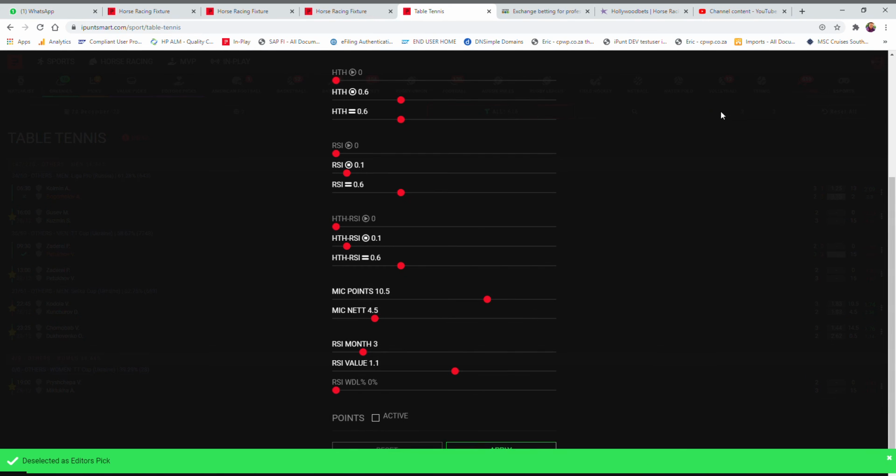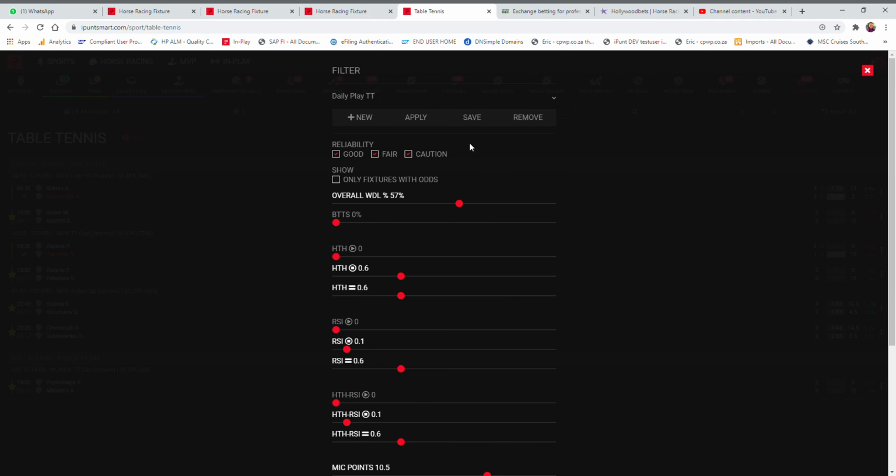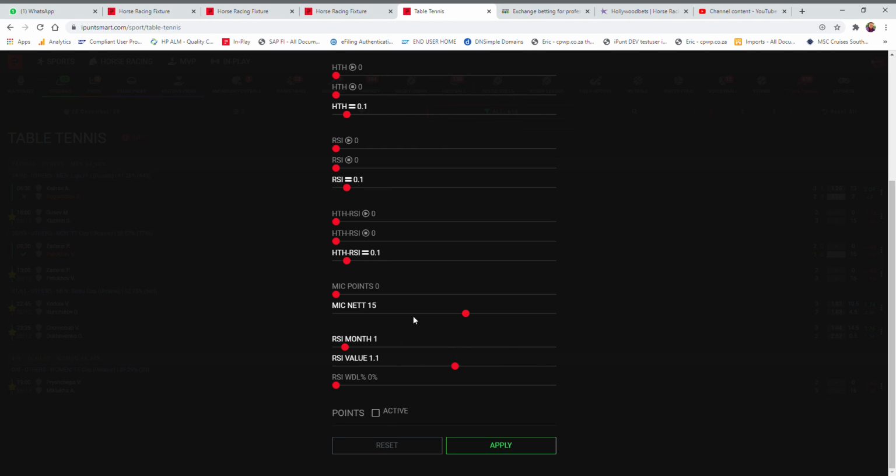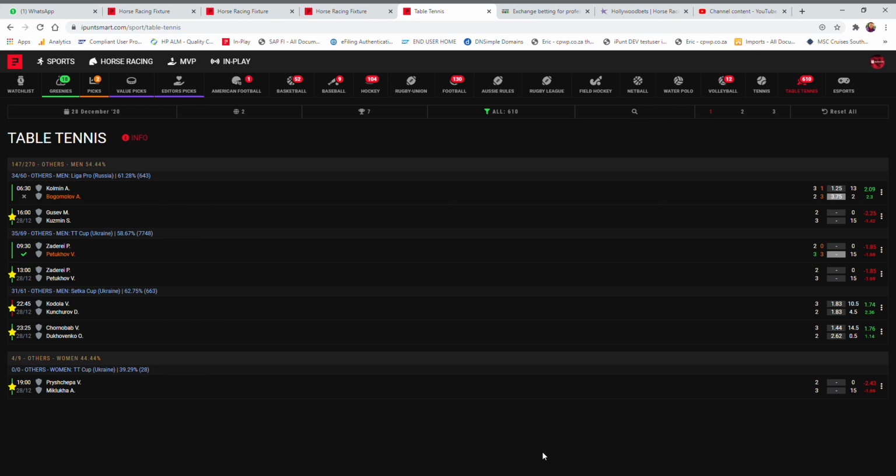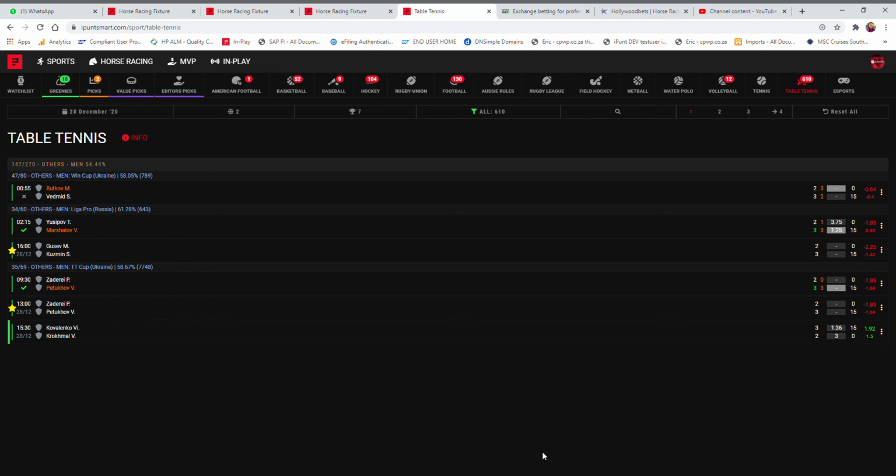Hey guys, that is it from me. Just wanted to show you how. That's a TT MiG 15 RSI 1 month 1.1 at 55%. I call it the TT 55%. 1 month RSI at 1.1 with the MiG net at 15 or MiG points at 15. Apply. Let's see what that comes up with.